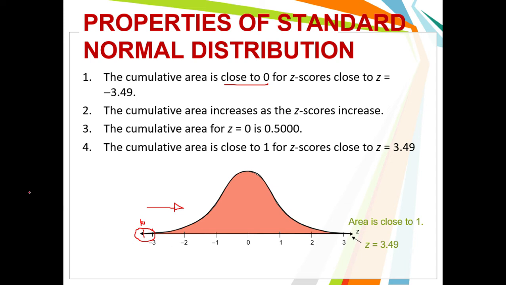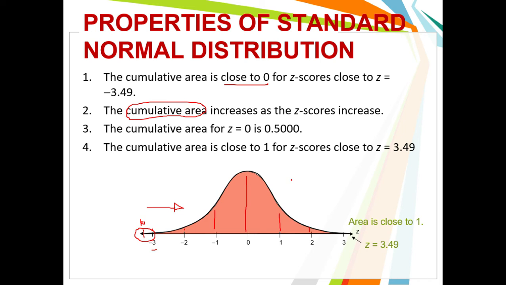The second property is the cumulative area increases as the z-scores increase. Okay? So yun nga, as we increase the z-score from negative 3 hanggang 0, 1, 2, 3, nag-i-increase yung kanyang area because as we can see, we also increase the cumulative, this is cumulative or the total area. So nag-i-increase yung cumulative amount of area or yung ating shaded na part of the curve.